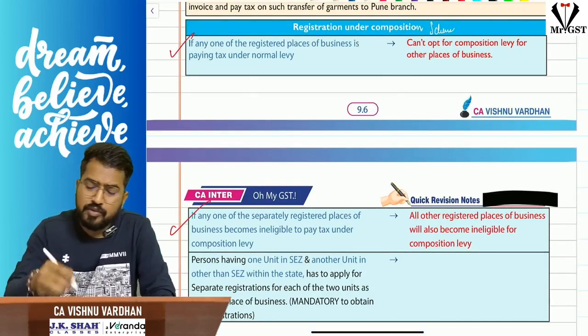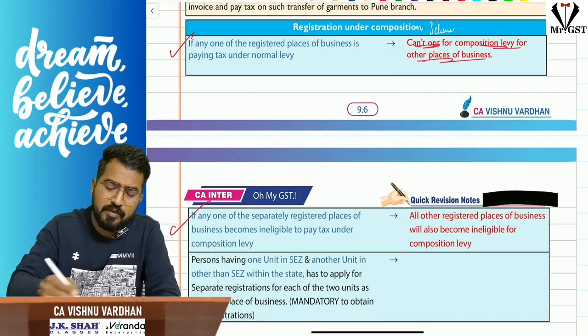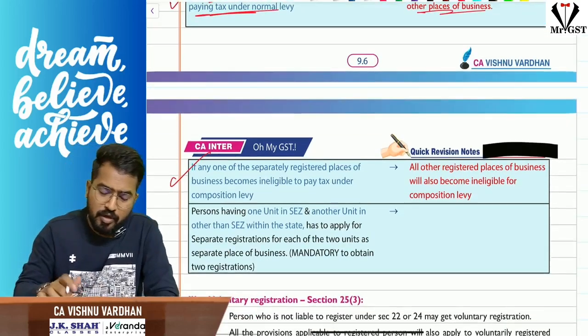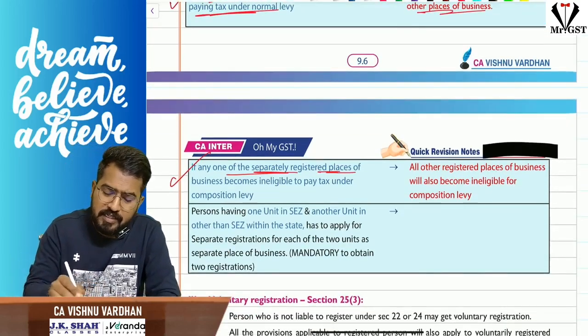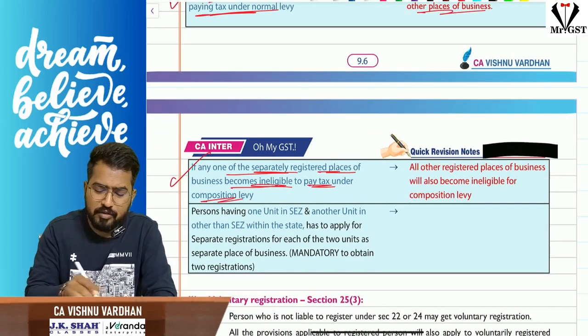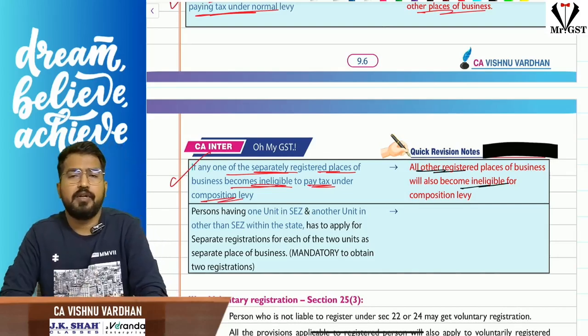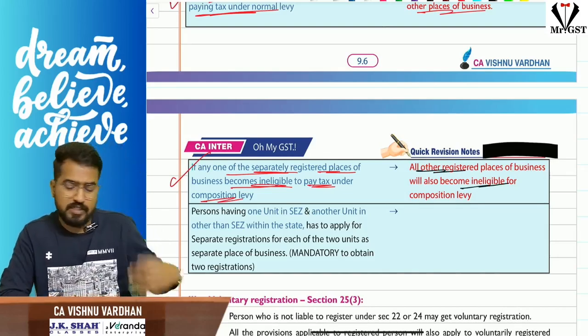Okay, so you can't opt for composition levy for another place of business if one registered place of business is paying tax under normal levy. Or if any one of the separately registered places becomes ineligible to pay tax under composition levy, all other registered units also become ineligible. So that is the next point.